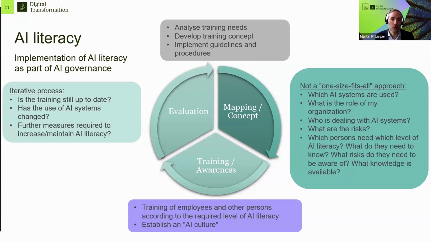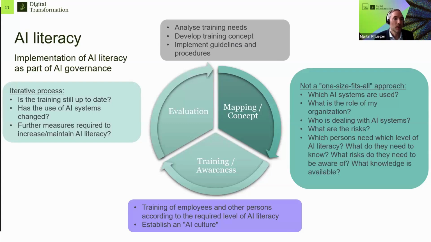It's always important to highlight that a key aspect is to establish the AI culture within your organization. People should really also understand, by practical examples, the benefits of AI usage and also the risks of AI usage within your organization.